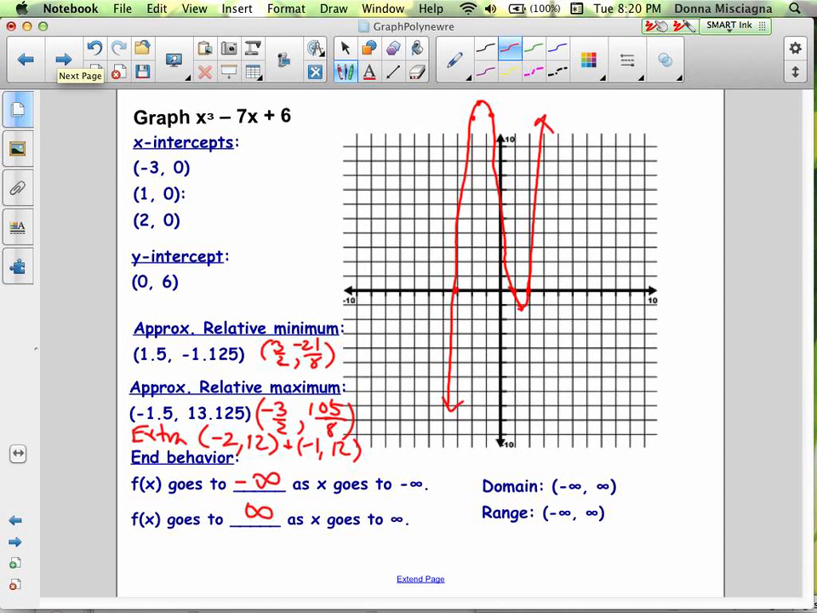Domain and range are both negative infinity to infinity because this is odd degree and the ends are going in two different directions. And that's the end of this podcast.